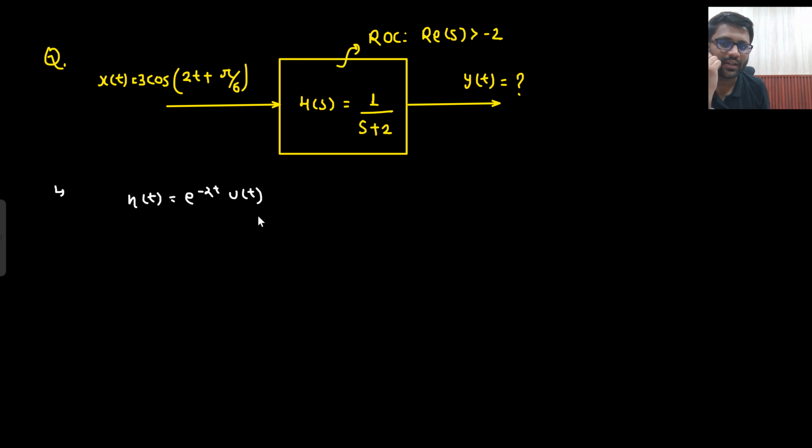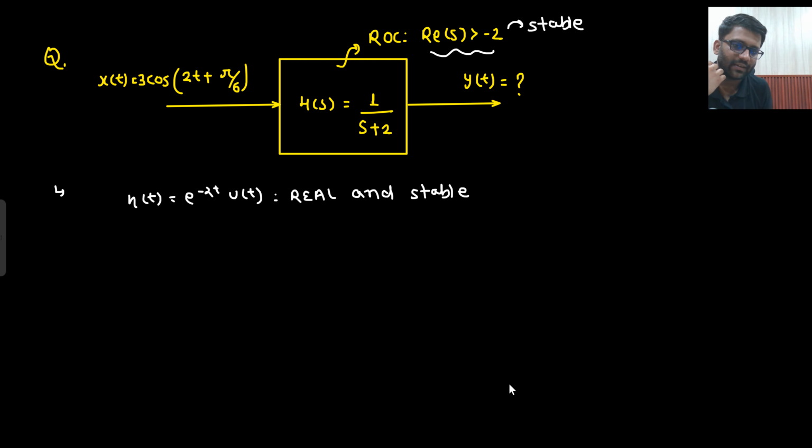So will you do the convolution now? 3 cos(2t plus pi by 6) convolved with e to the power -2t u(t), and then find out the output y(t)? No. What did you see here? That, sir, it is real. And what is the ROC? Real part of s greater than -2. That means it is stable as well. So it is real and stable. And sir, if it is real and stable, I know one thing, that I just need to find the value of h of omega naught.